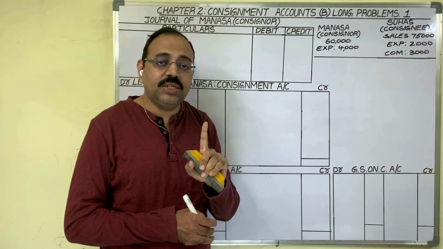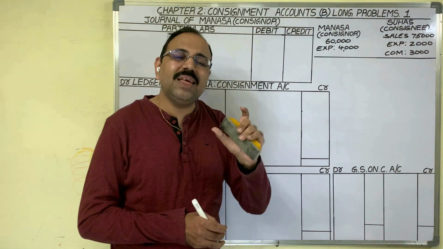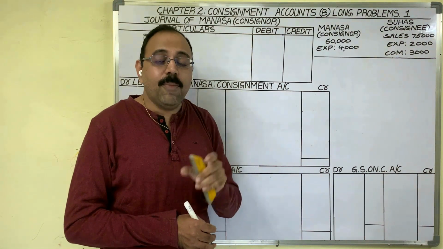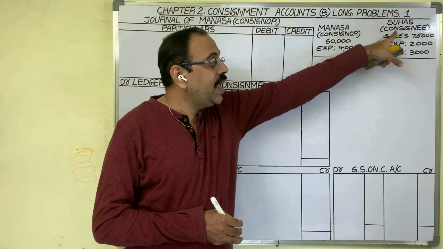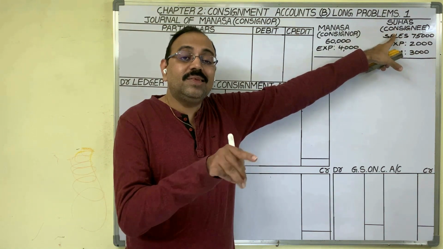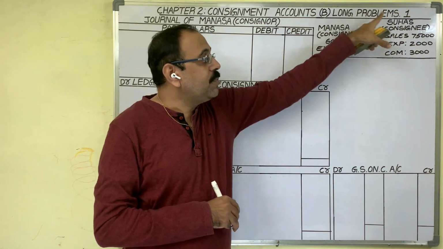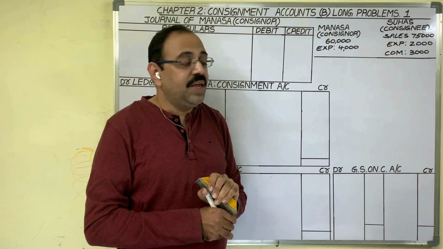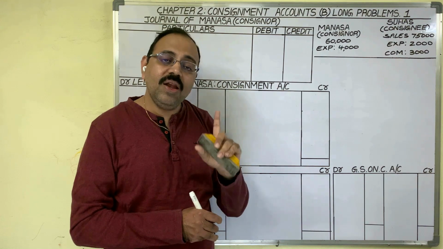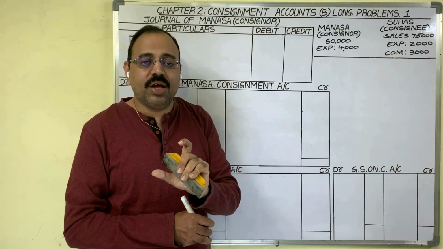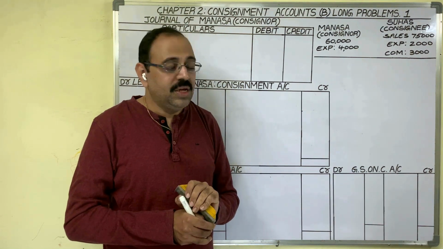So one option is to open a branch in Vijayawada. But opening a branch is expensive. Another option is employing one agent in Vijayawada and sending goods to that agent, selling the goods in Vijayawada through that agent. In return, Manasa pays some commission to the agent. Here, Suhas is an agent of Manasa and Suhas is living in Vijayawada. Hyderabad and Vijayawada, these two place names are not given in the question, so I am taking them as examples.